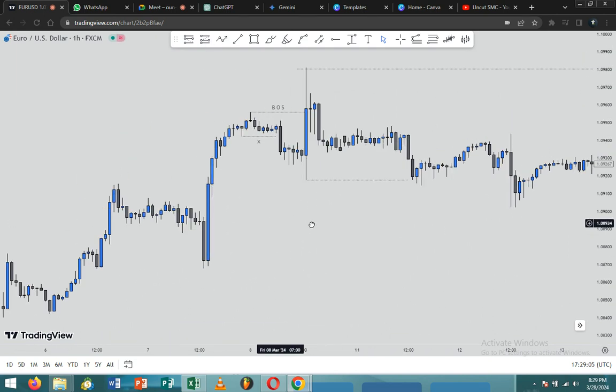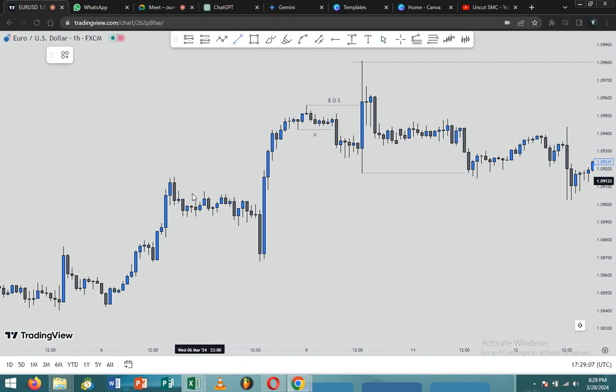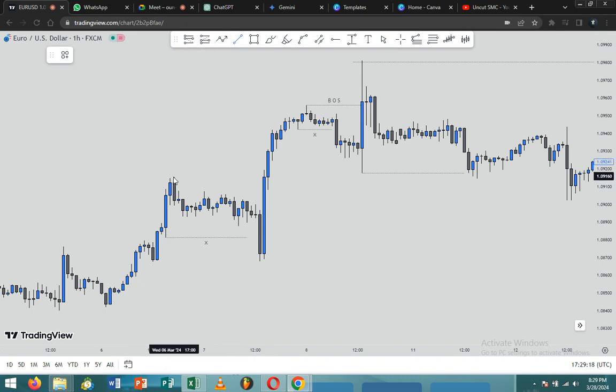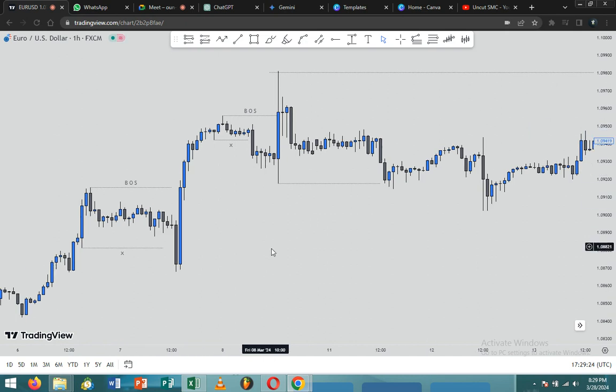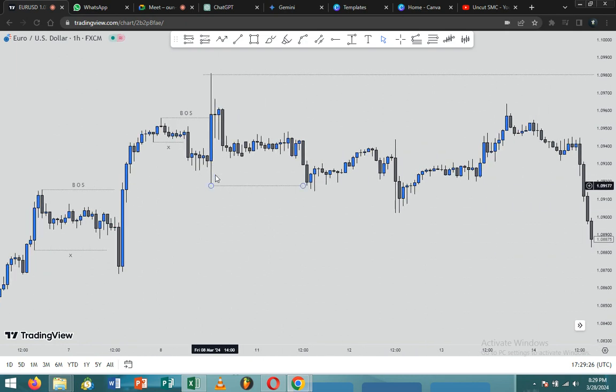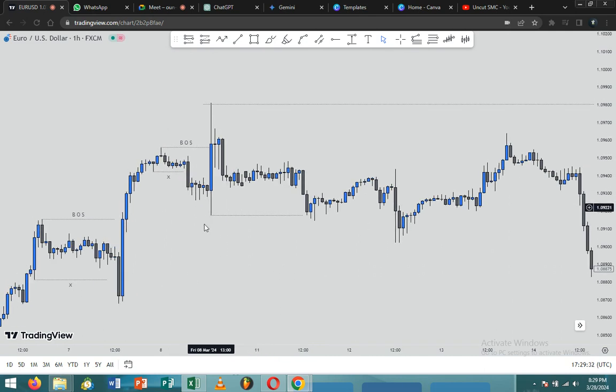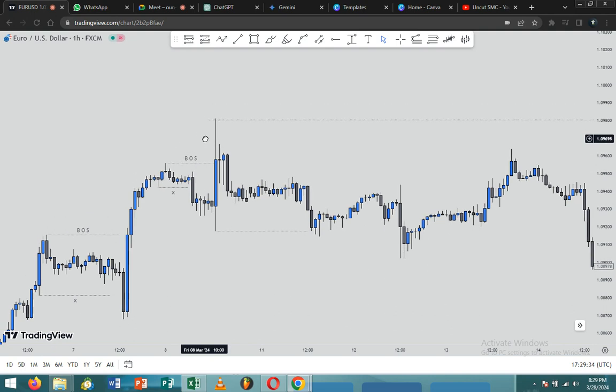Okay, so let's see any previous structure before that. So there is this inducement here, which was taken out previously. So with that inducement, then we want to be looking, see if this high is taken out, so that one becomes a break of structure. So after that break of structure, of course, we expect price after taking out this one. Now this low is no longer valid, and of course, since this low has been taken out, we also shift this high to that, right?